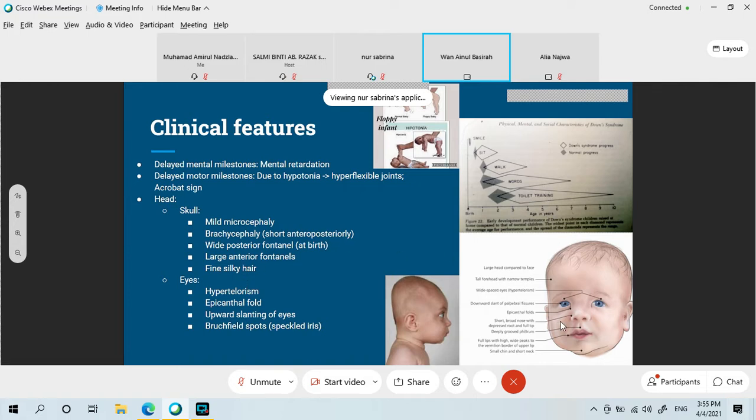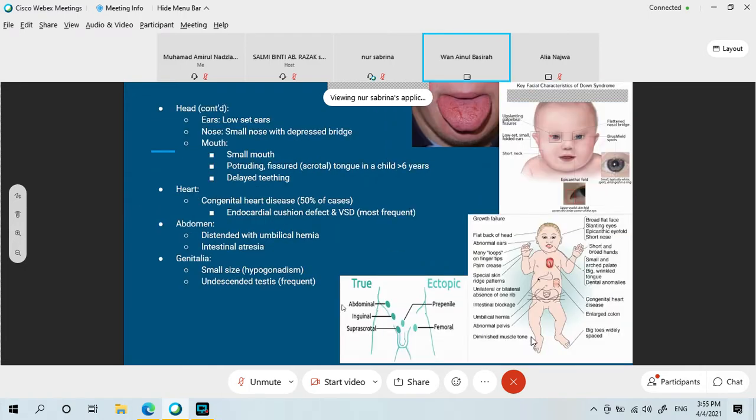And Brushfield spots. Sorry, that was a mistake; the Brushfield spots are on the next slide. Okay, next slide please. That one, the picture of the eye, the Brushfield spots: small, typically white spots arranged in a ring. Okay, then we continue the clinical presentation of the head.